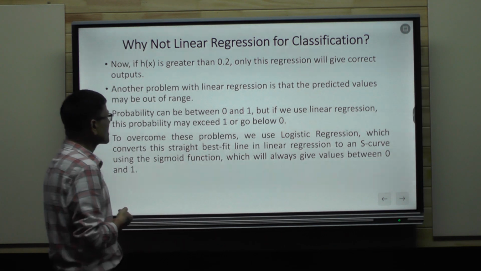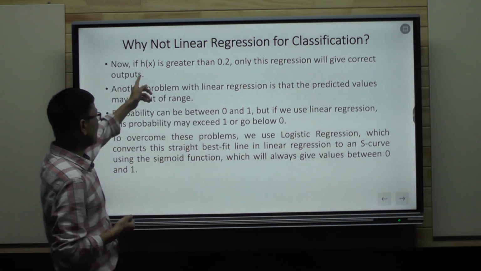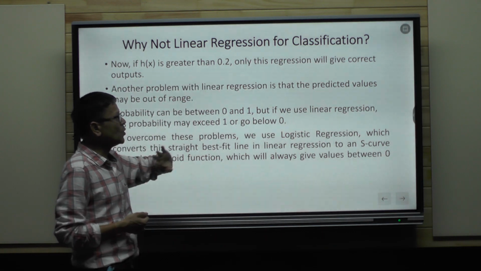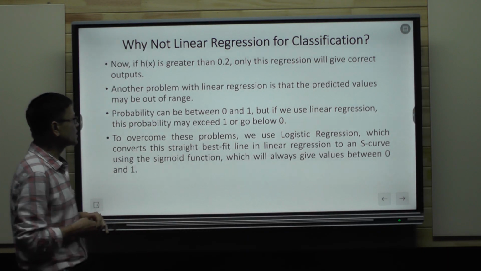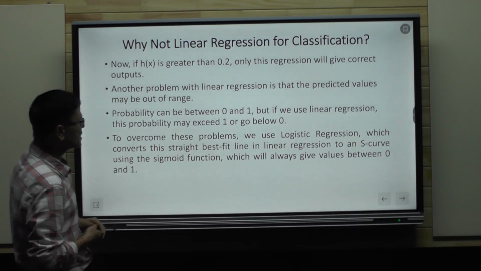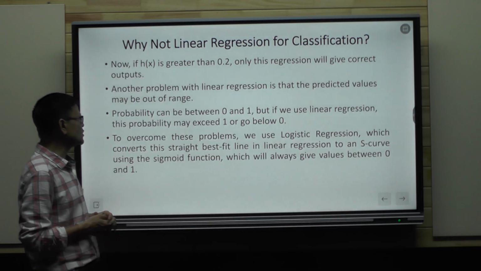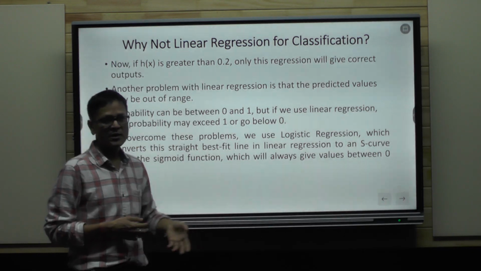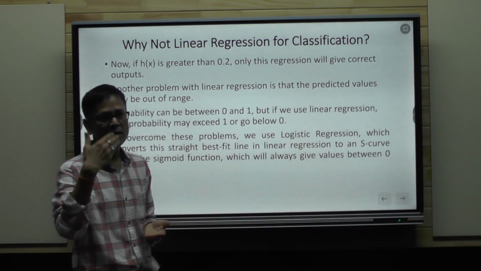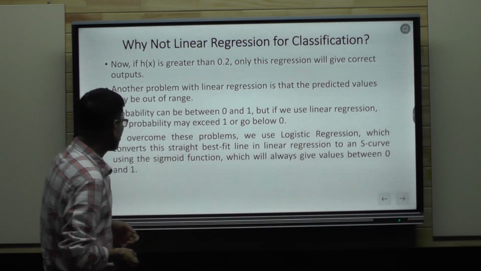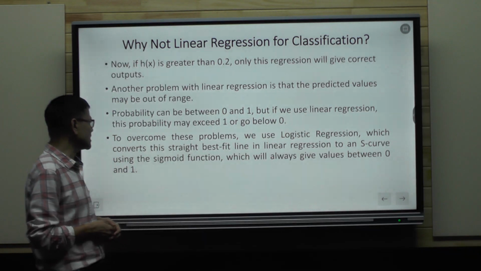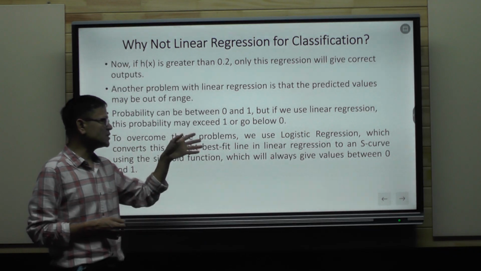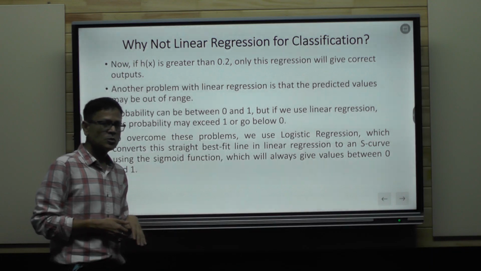Now, what will happen if h(x) is greater than 0.02? Only then will this regression give the correct output. Another problem with linear regression is that the predicted values may be out of range. That is, it can give values more than 1. The probability can be between 0 and 1, but if we use linear regression, the probability can go above 1 or go below 0.